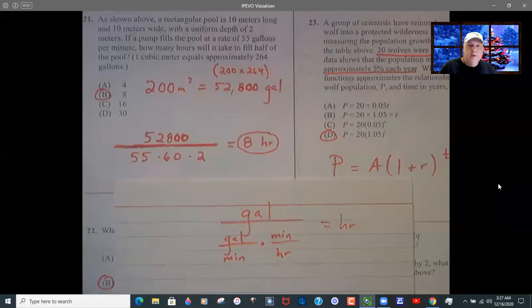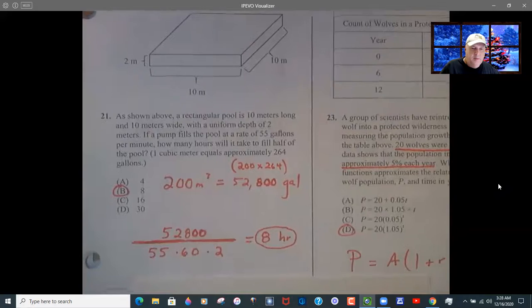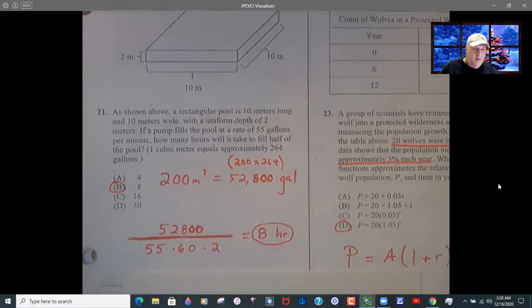These are problems 21 through 30 for SAT practice test number 2 in test prep, corresponding to assignment 14. So problem 21, this is a word problem style. And there's a little drawing up here. We'll try to get that in for a little bit here.